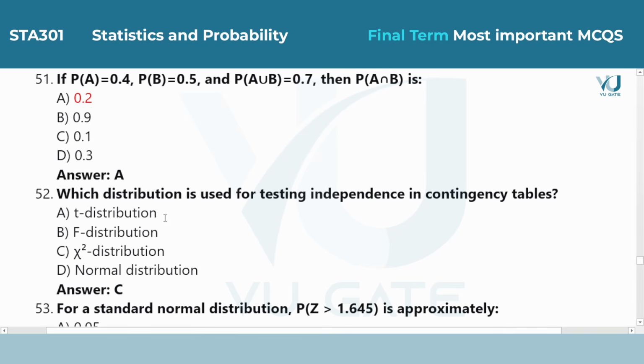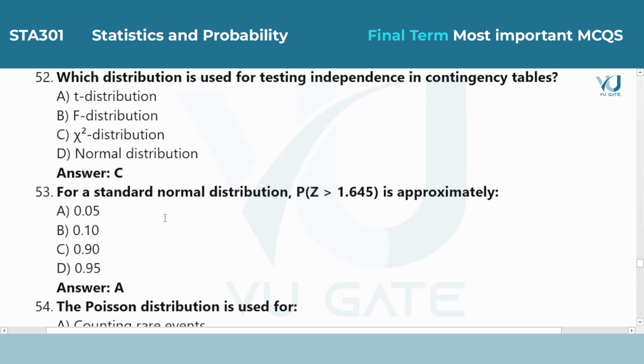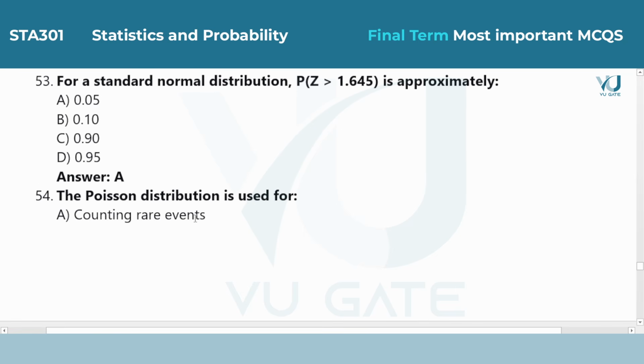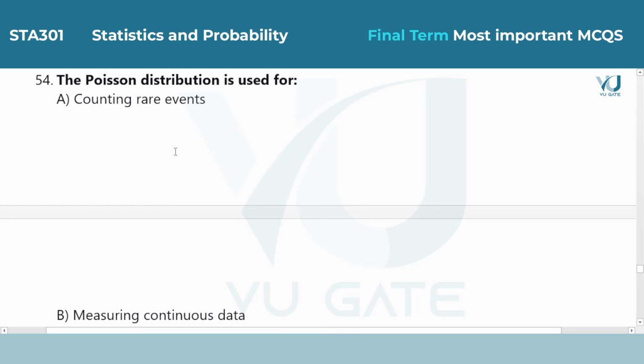Question: which distribution is used for testing independence in contingency tables? Answer: C. Chi-square distribution. Explanation: the chi-square test is used to determine if there is a significant relationship between two categorical variables. Question: for a standard normal distribution, P of Z greater than 1.645 is approximately? Answer: A. 0.05. Explanation: this is a standard value used in hypothesis testing to identify the top 5% of the distribution. Question: the Poisson distribution is used for?